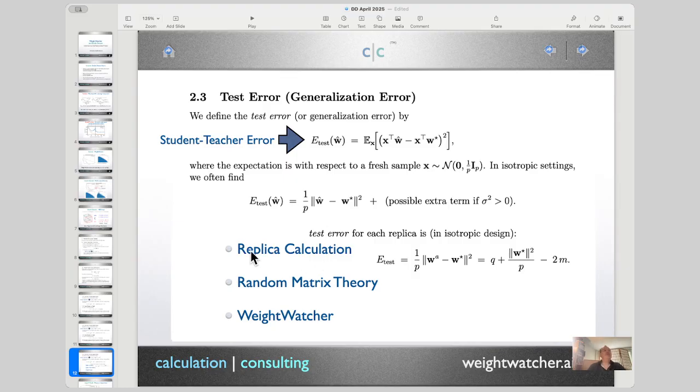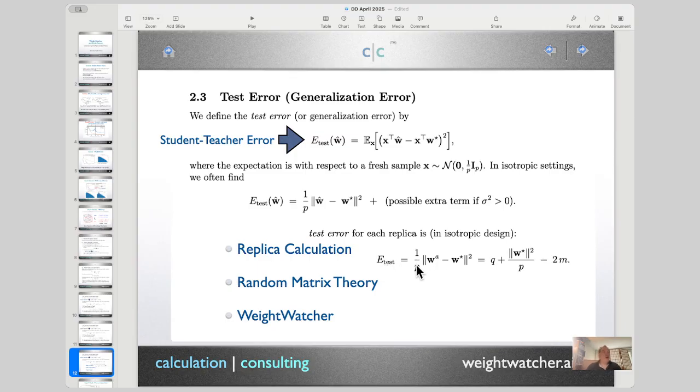And you can do this with a replica calculation. You can do this with random matrix theory. You can just evaluate the X matrix. You can form what's called the data sample matrix, the covariance matrix, exactly using random matrix theory, or you can use WeightWatcher to do it. And you actually get the same result. You get a very simple quadratic form for the test error in terms of Q and P. I didn't explain what Q and P are here, but I'm happy to go through all the math if somebody wants to spend an hour or two going through that.